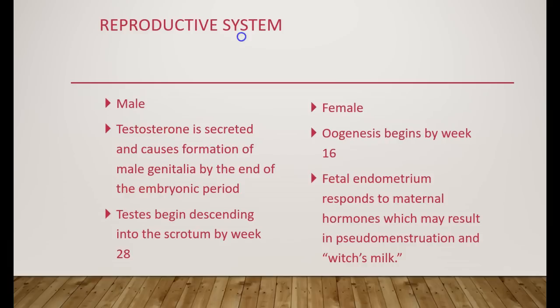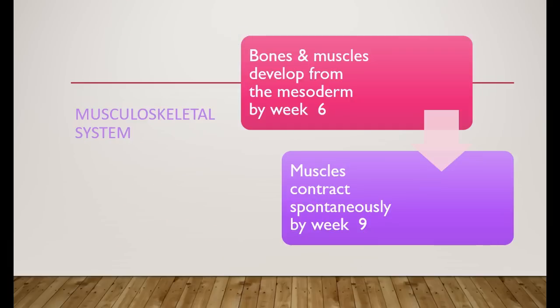Reproductive system, male, the testosterone is secreted. Testes begin to descend into the scrotum by about week 28. Female, oogenesis begins about week 16. Fetal endometrium responds to maternal hormones, which may result in pseudomenstruation after these kiddos are born, which is a little bit of mucousy blood. And they can have witch's milk, which is actually a little bit of colostrum from baby's nipples.